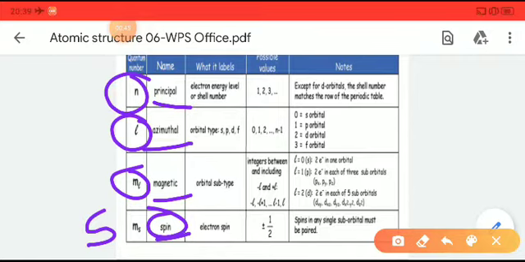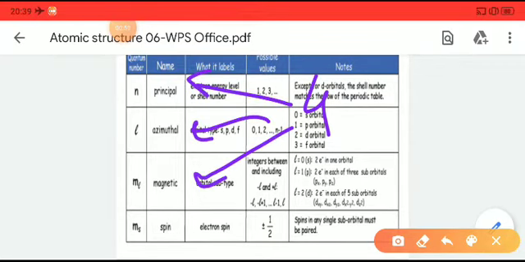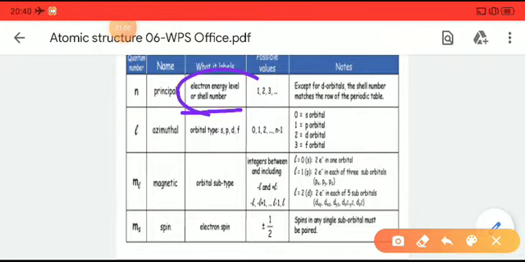Okay, so there are 4 quantum numbers, mainly what are the 4? Principal, azimuthal, magnetic, and spin. These 4 quantum numbers have 4 different roles. The principal quantum number defines the electron's energy level or the shell number.